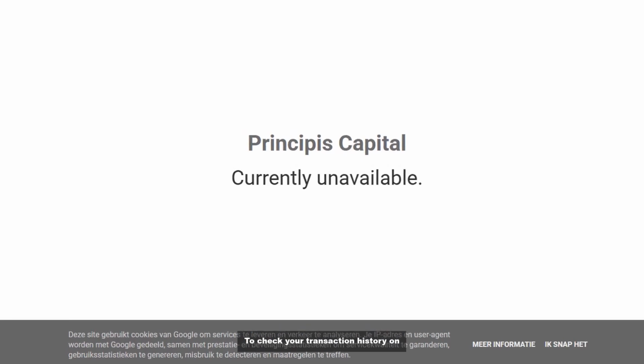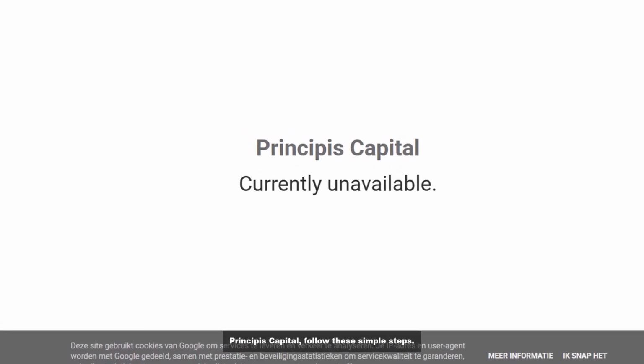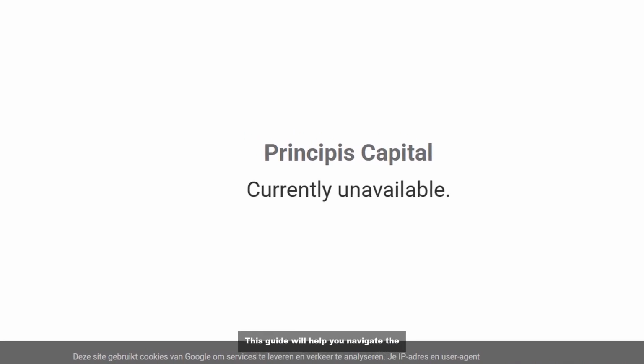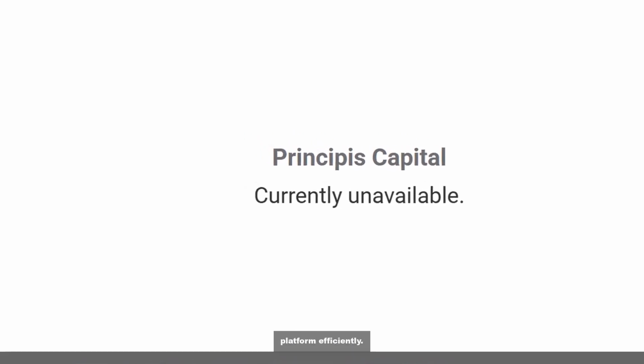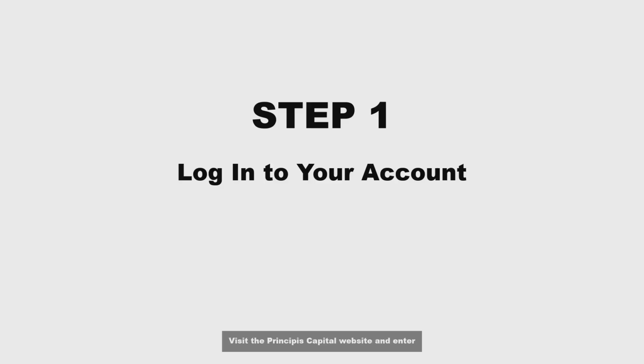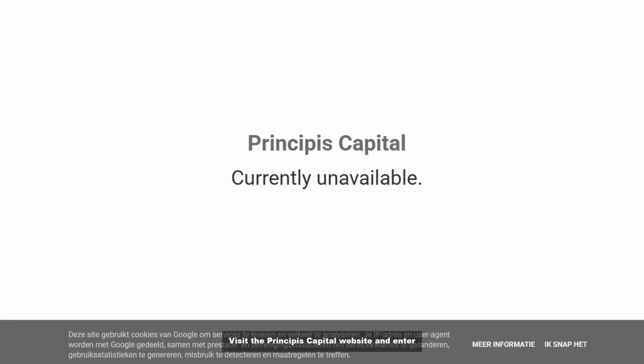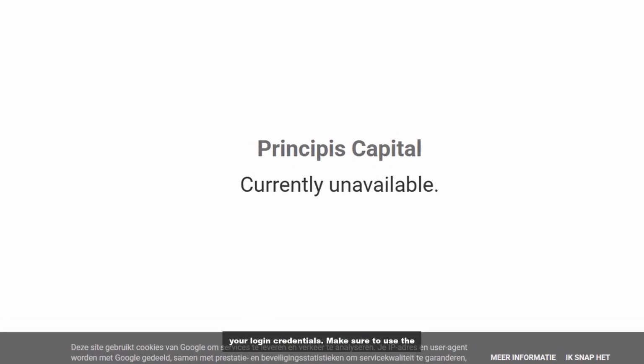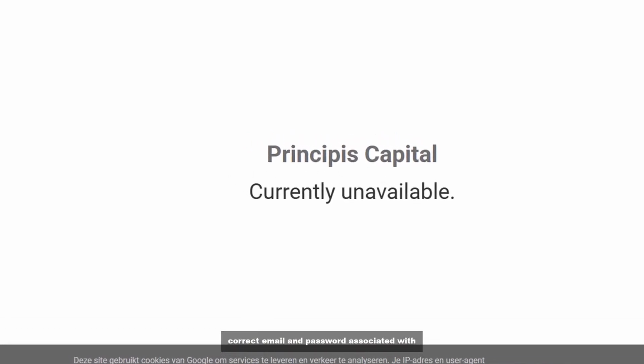To check your transaction history on Principis Capital, follow these simple steps. This guide will help you navigate the platform efficiently. Step 1. Log into your account. Visit the Principis Capital website and enter your login credentials. Make sure to use the correct email and password associated with your account.